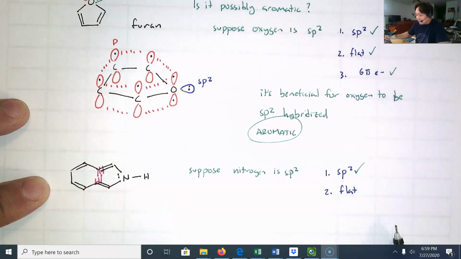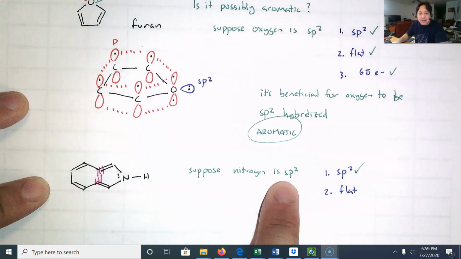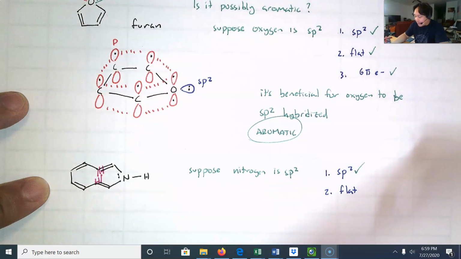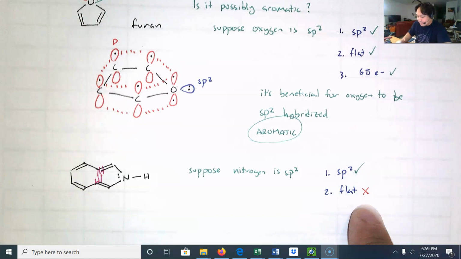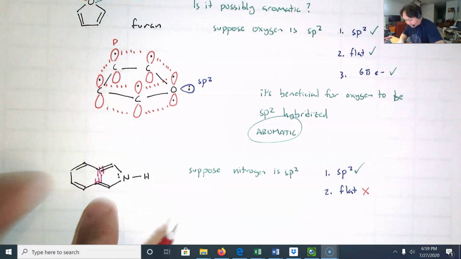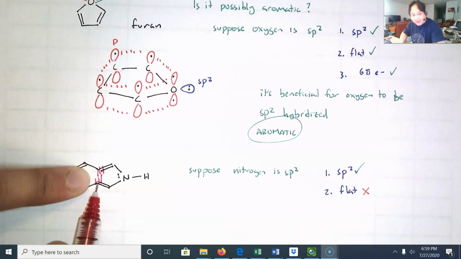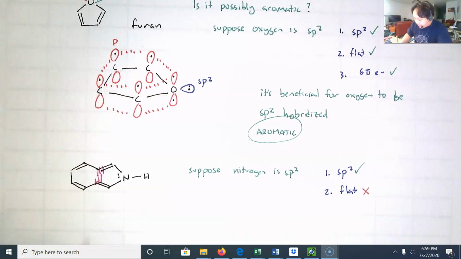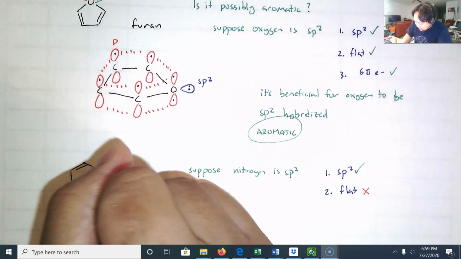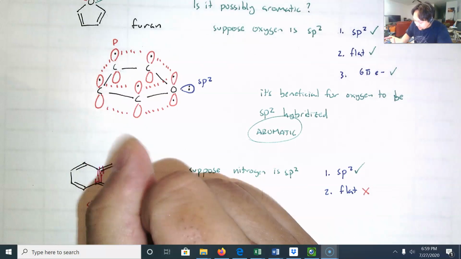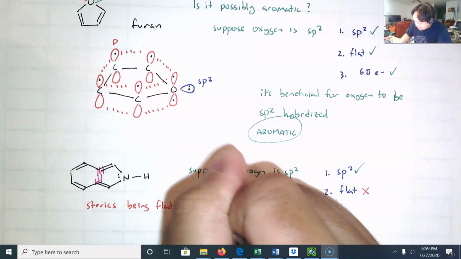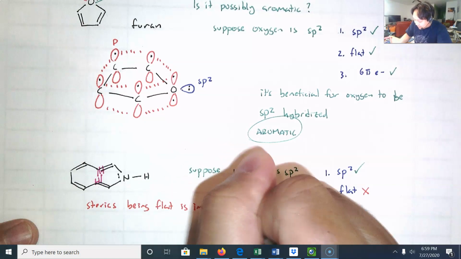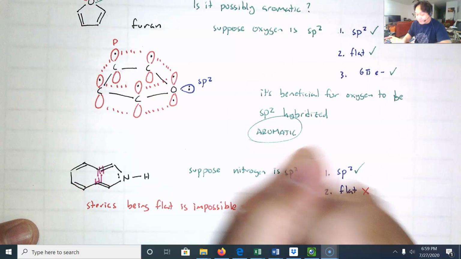So unfortunately, we don't even have to worry about whether this atom is sp2 or not. It's already disqualified. That's a hydrogen and a bond. But because of sterics, or you could say bumping, being flat is impossible. Don't worry. I have another nitrogen molecule in mind that's very similar to this.